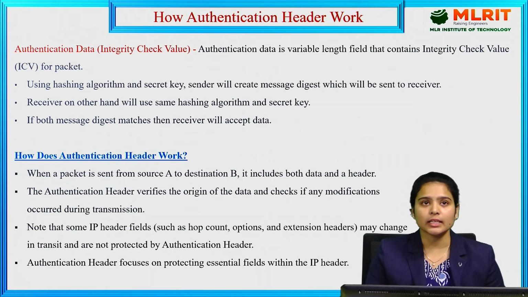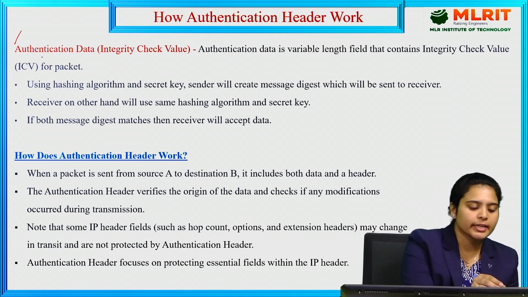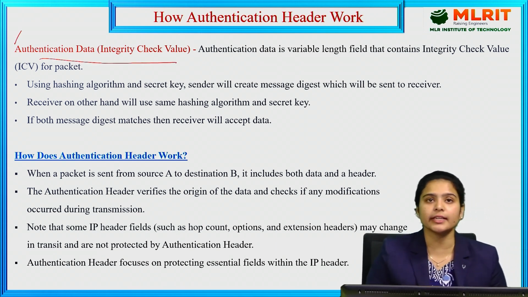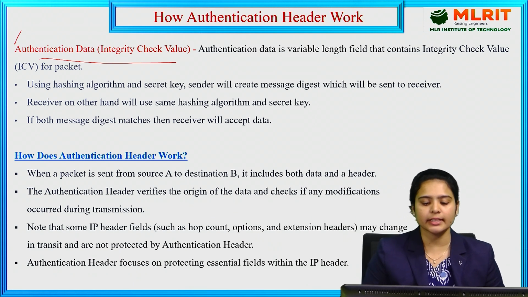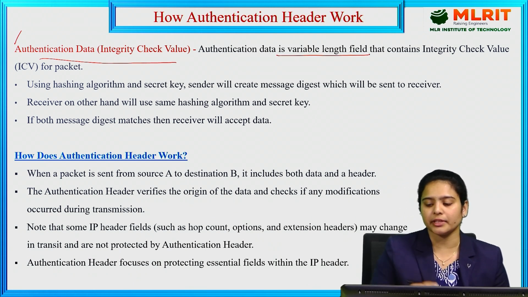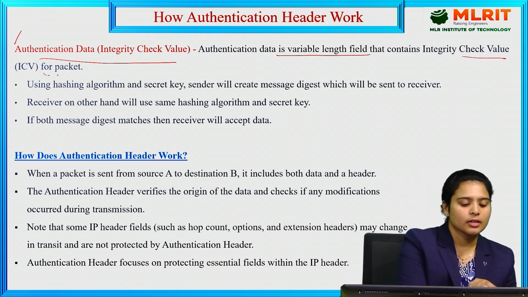The next one is authentication data. What will happen in this authentication data? Authentication data is basically an integrity check value. It is a variable length field that contains the check values for the packets.